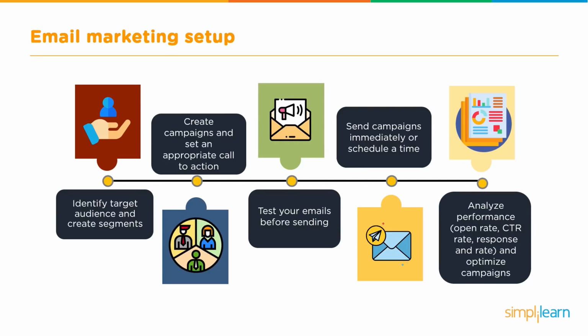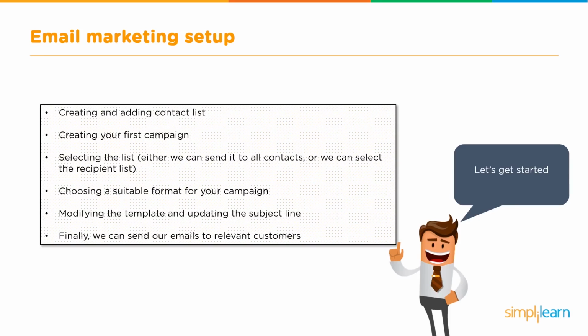And then once the email is sent, you want to analyze performance. There are some key metrics that you want to hone in on when we talk about email marketing, and some of those are open rates, click-through rates, and response rate. So here's what we need to do: create our list, add contacts to our list, create our campaign. Then we select the list, choose a format, modify the template, and send the email campaign. These are some basic checklists that you want to follow.